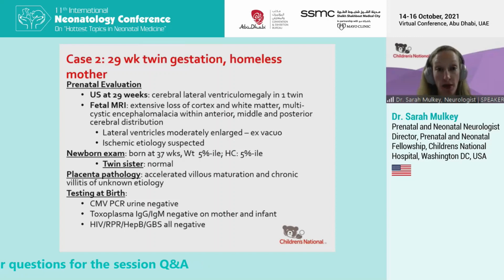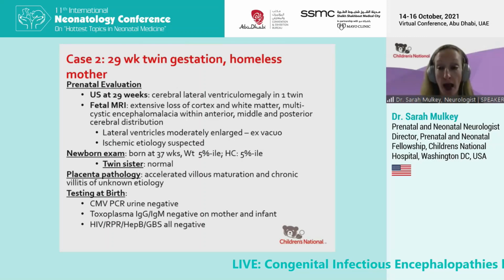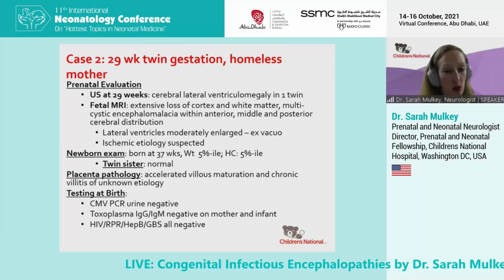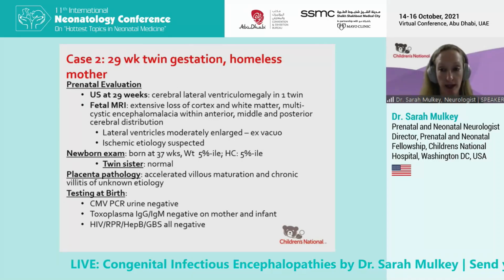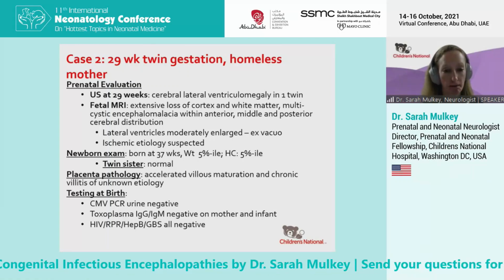So I'm going to go to another infection. This is a case that came to us at 29 weeks gestation. It was a homeless mother, and of the twins, one had very significant cerebral ventriculomegaly, and the other had a normal brain. And so on this one twin, there was extensive loss of the cortex and white matter. It looked very much like a vascular type of injury.